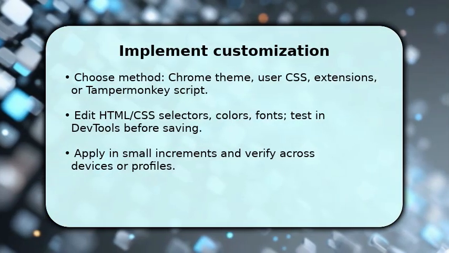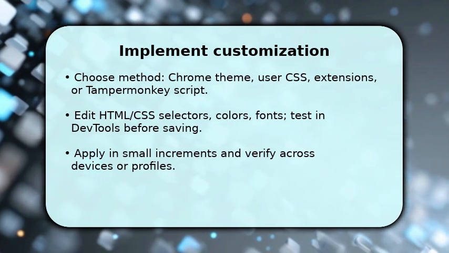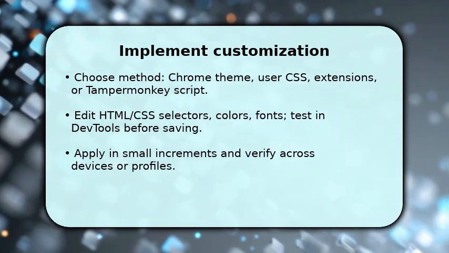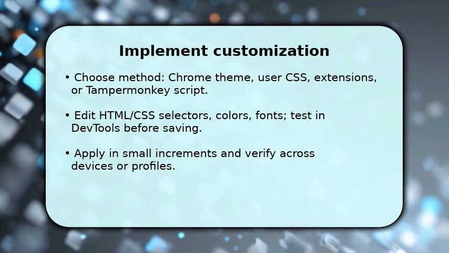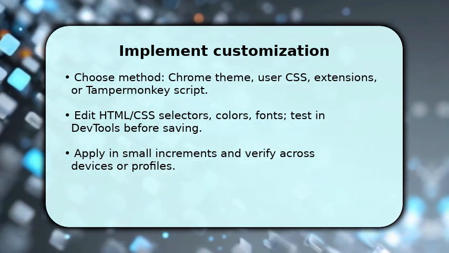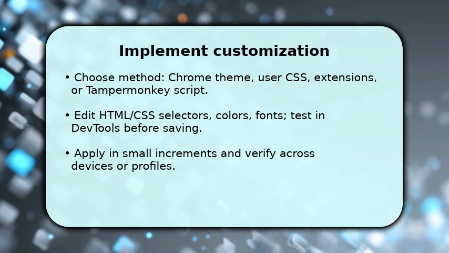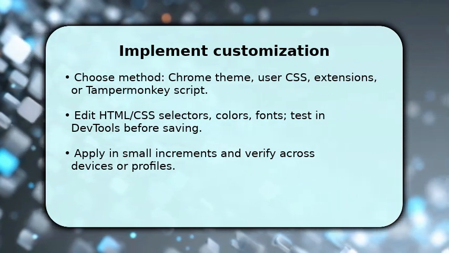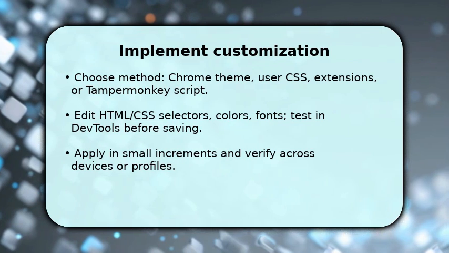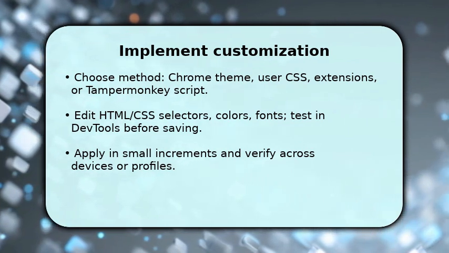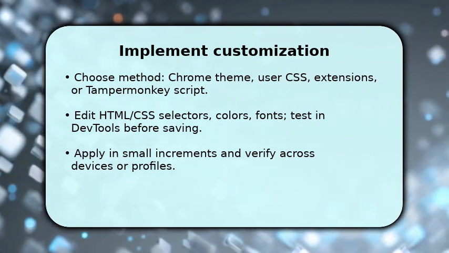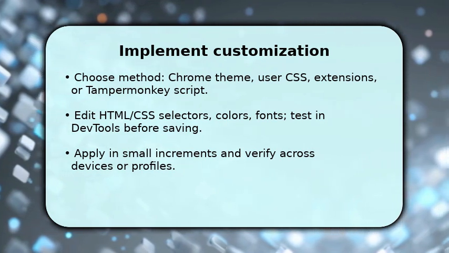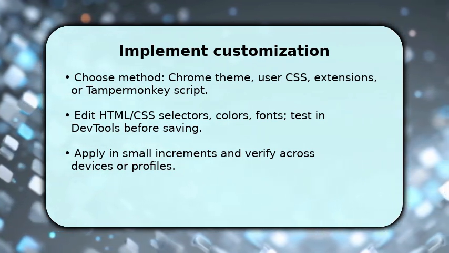You now implement the chosen customization method. Install a Chrome theme, inject user CSS, or use an extension like TamperMonkey for script-based changes. Open DevTools and target the specific selectors to change colors, spacing, and fonts. This lets you test live without committing. Once a tweak looks right, copy the CSS or script into the extension or theme manifest and apply it.